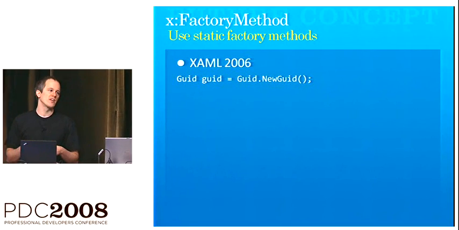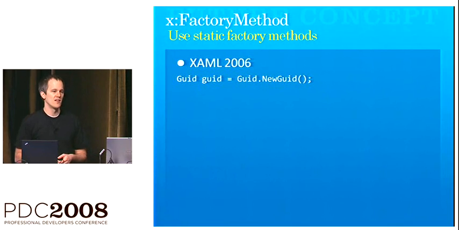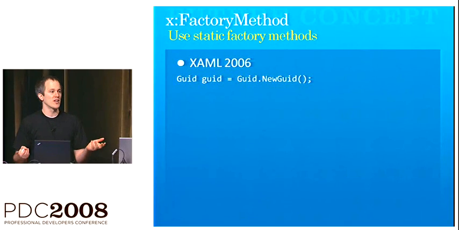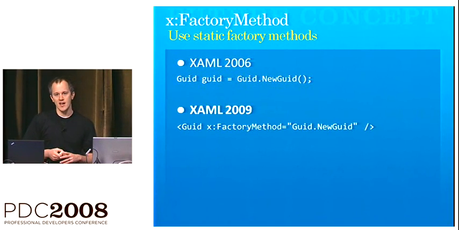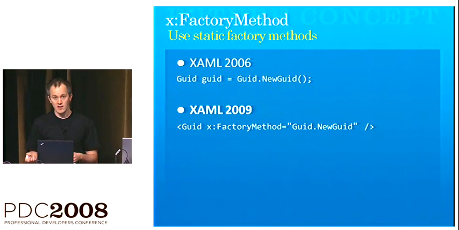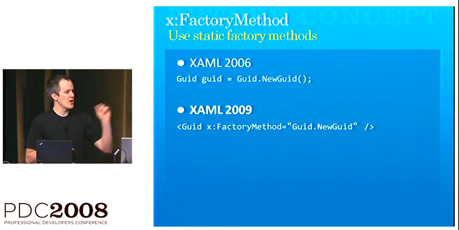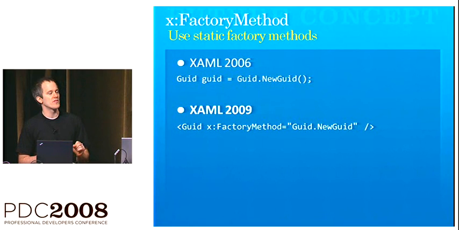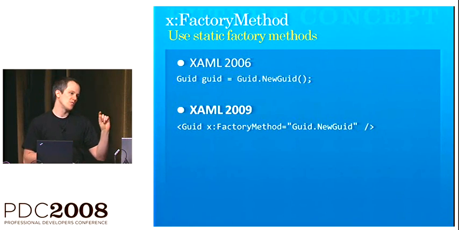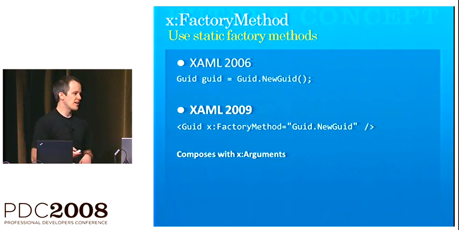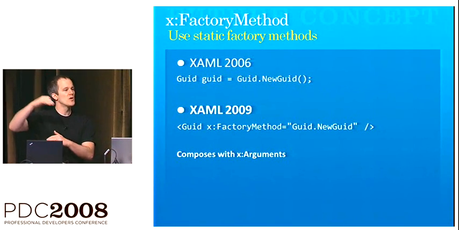There are a lot of types that you generally also create using static factory methods. For example, if I want to create a GUID, the way you do that is by calling Guid.NewGuid. Today, you really can only do that in code. In XAML 2009, we will add support for factory methods using the new x:FactoryMethod XAML directive. Here in this case, I'm creating a GUID, and I'm using the new directive. The value after the dot is the name of the static factory method that I want to call. The value before the dot is the type that that method is on. So in XAML 2009, a lot of factory methods, of course, have arguments. So x:FactoryMethod will compose with x:Arguments.